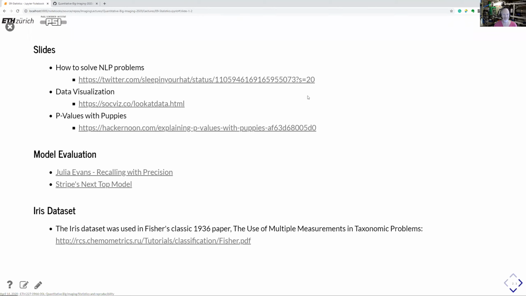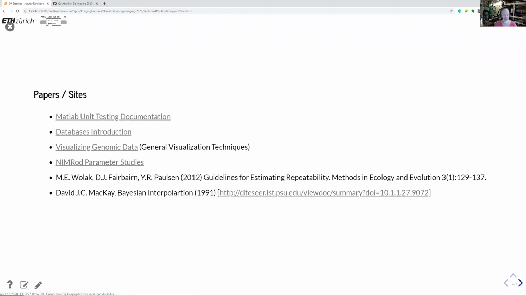Then the data set that we are going to play with a bit is the IRIS data set, which I'm coming back to in a few slides. And well, let's go on. Also some papers and sites about unit testing, how to work with databases, and how to work with visualization. So there is a lot of material to read if you want to go into depth of different things.